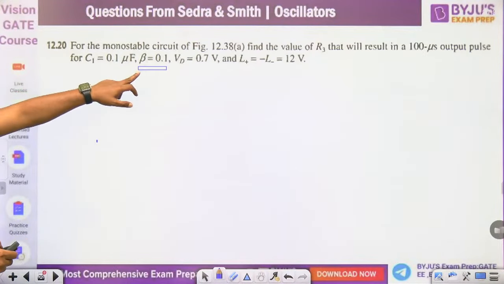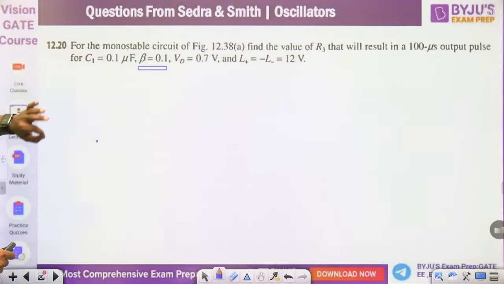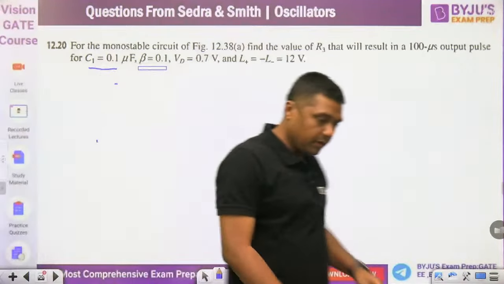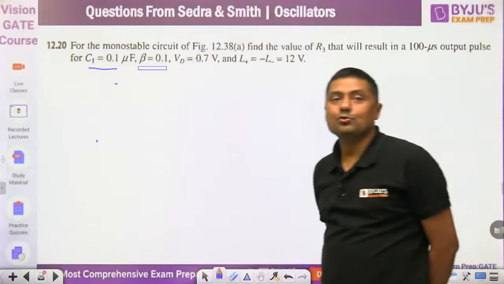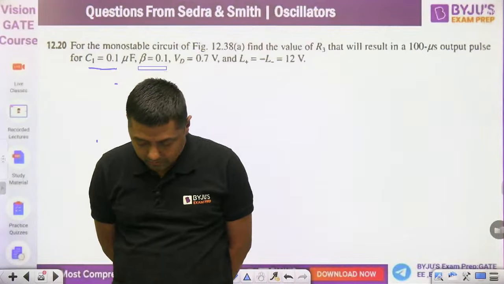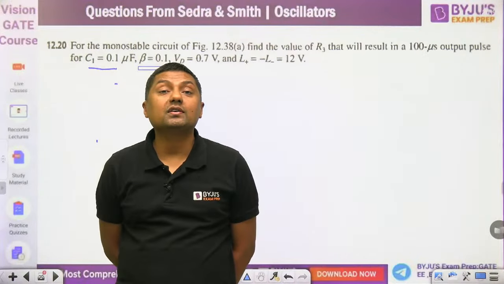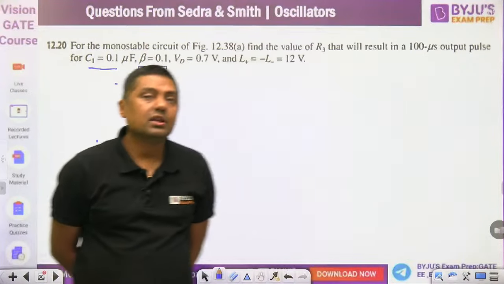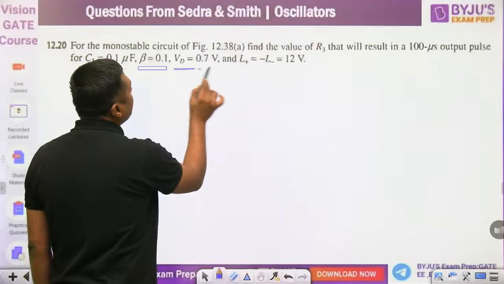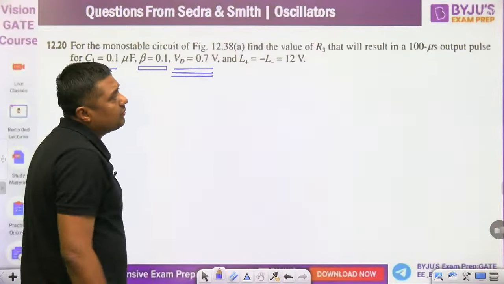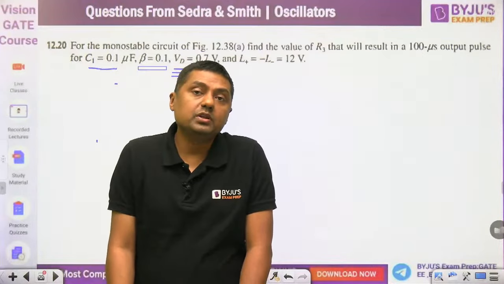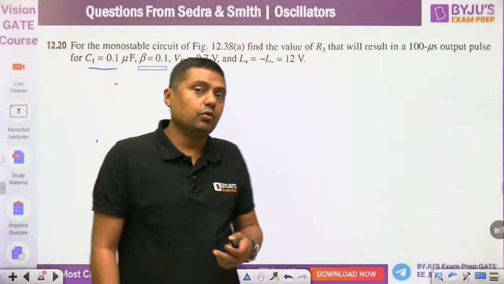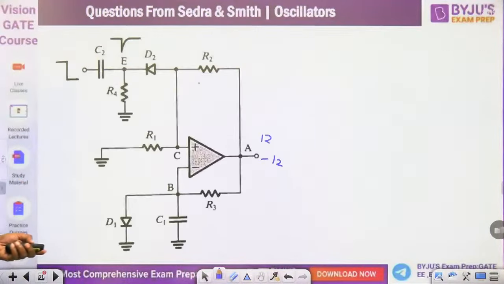The pulse width required should result in a 100 microsecond output pulse, and then there is the VD. Okay, tell me how we can find the values. And this answer is for ideal diodes, not for practical diodes. But in this question, what is asked? A practical diode, guys. Practical diode means the capacitor should charge up to what? 0.7 volt. First of all, find the ideal value, then give me the answer, then I will give the derivation for that.